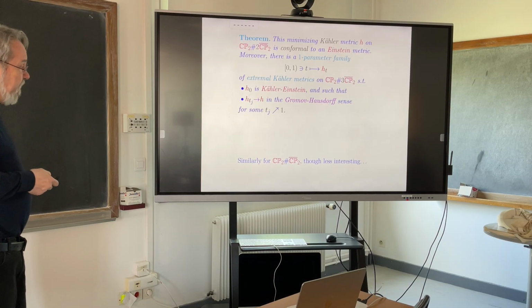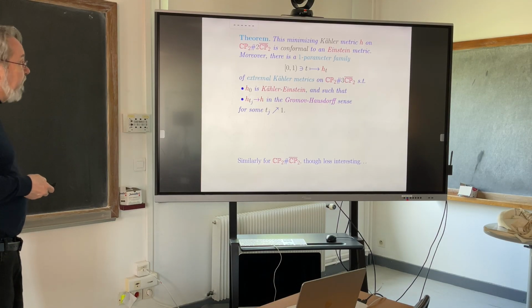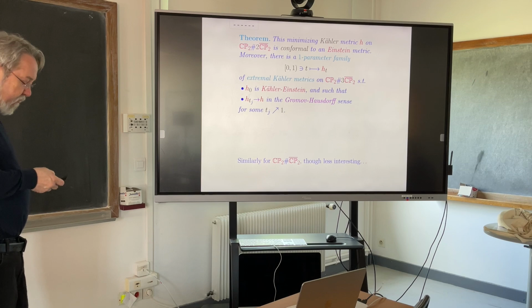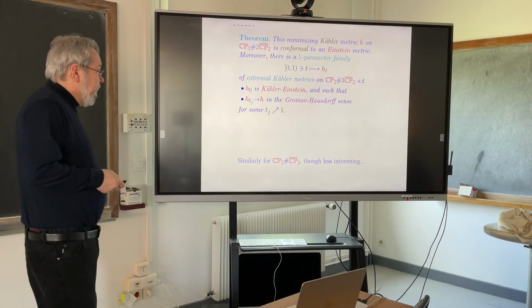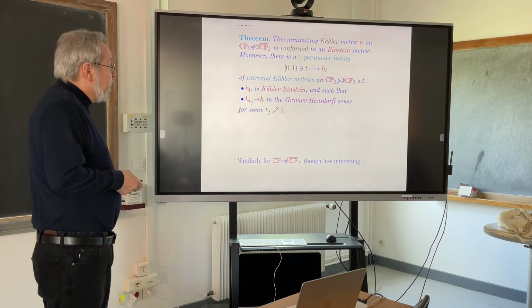just by solving an ODE. For the metric on the connected sum, CP2 blown up at 2 points, that kind of approach does not work. The metric would be toric, but it's not cohomogeneity 1.